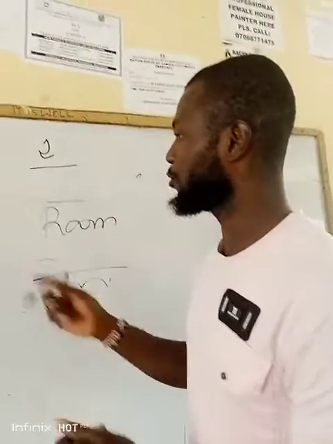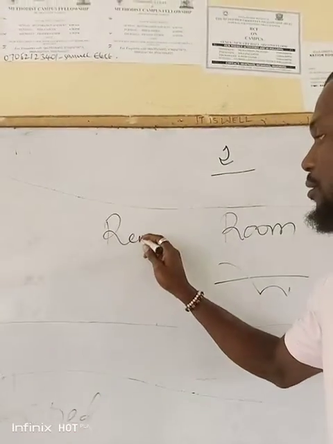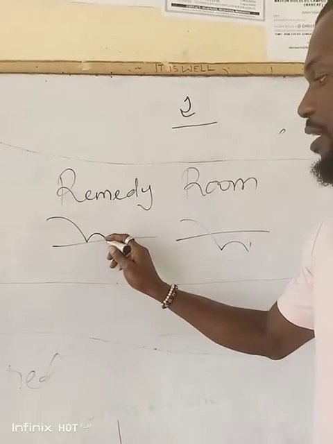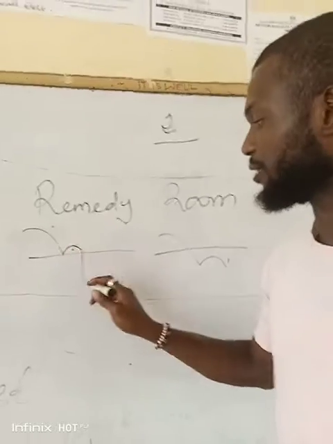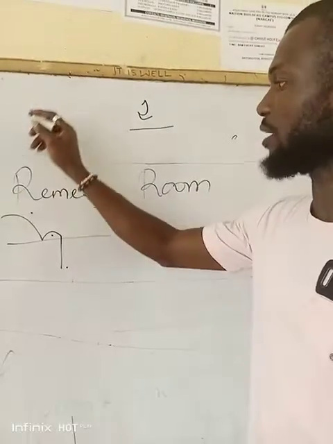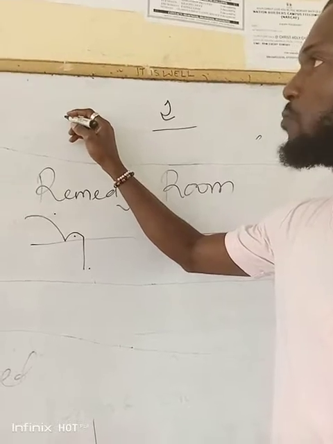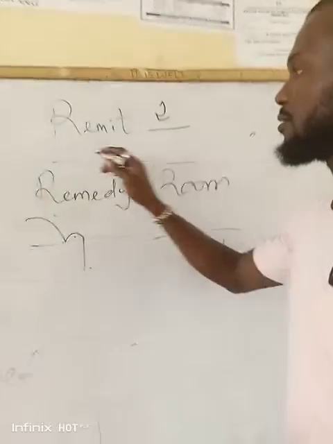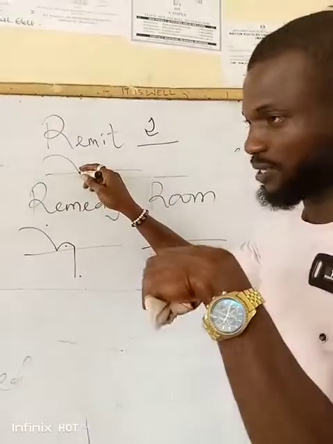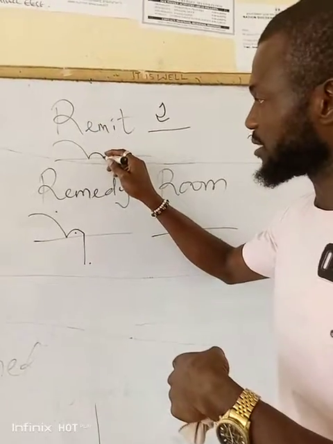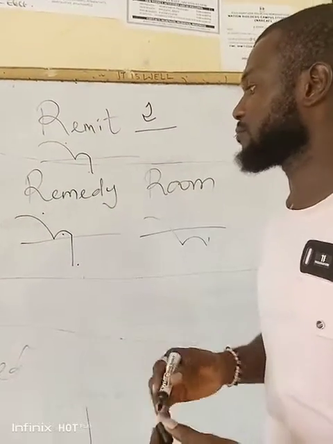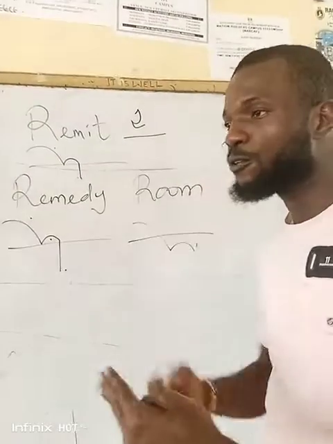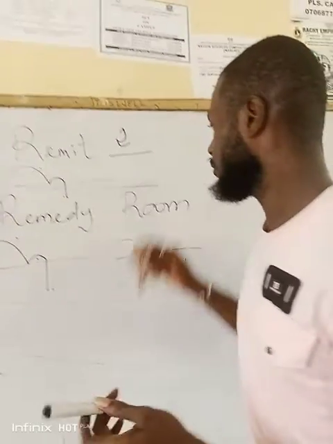Room. You have another one, remedy. You have another one, remit. Because of the E sound, the second place, the R has to stay on the line. Remit. Whenever R is immediately followed by M, R comes down.